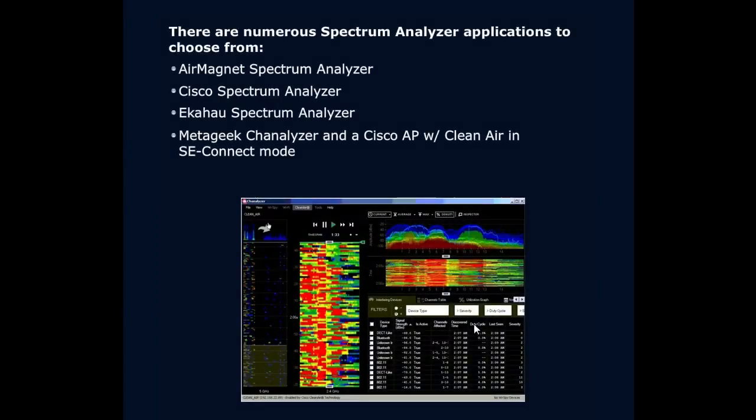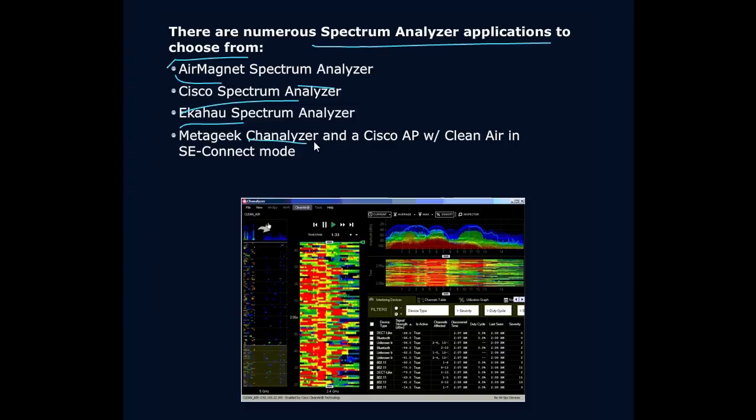deployment. Now, there are numerous spectrum analyzer applications out there that we can choose from. There are tons of them. There's Air Magnet spectrum analyzers. There's Cisco spectrum analyzer. There's, I don't know how to say this, the Ekahau spectrum analyzer. I'm sorry, I've never used that tool before, but I don't know how to say it. Then there is the MetaGeek Channelizer.